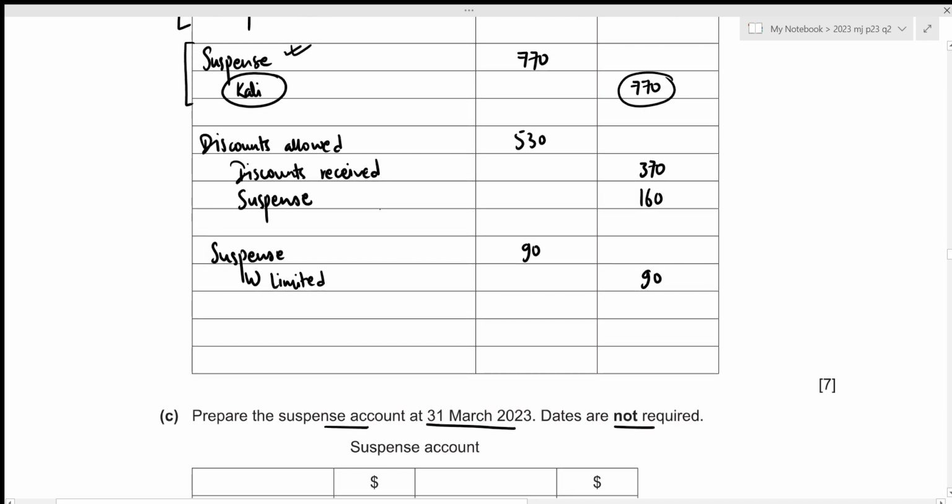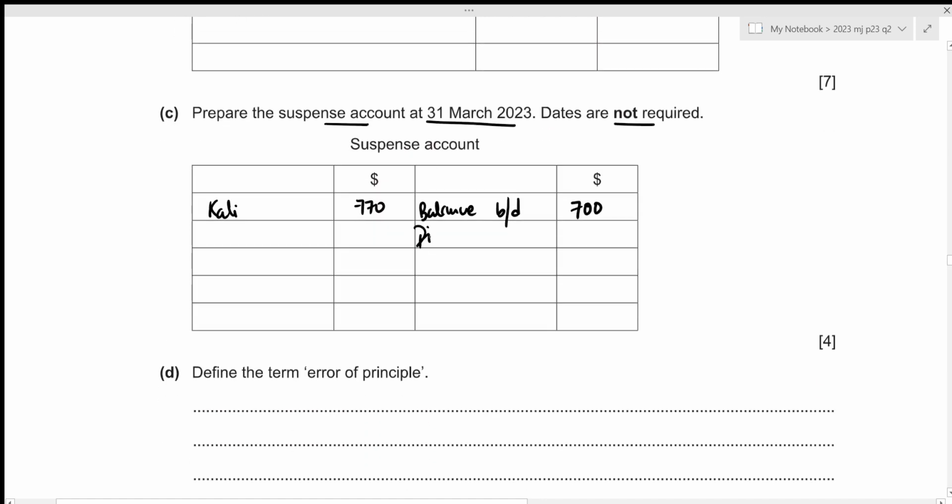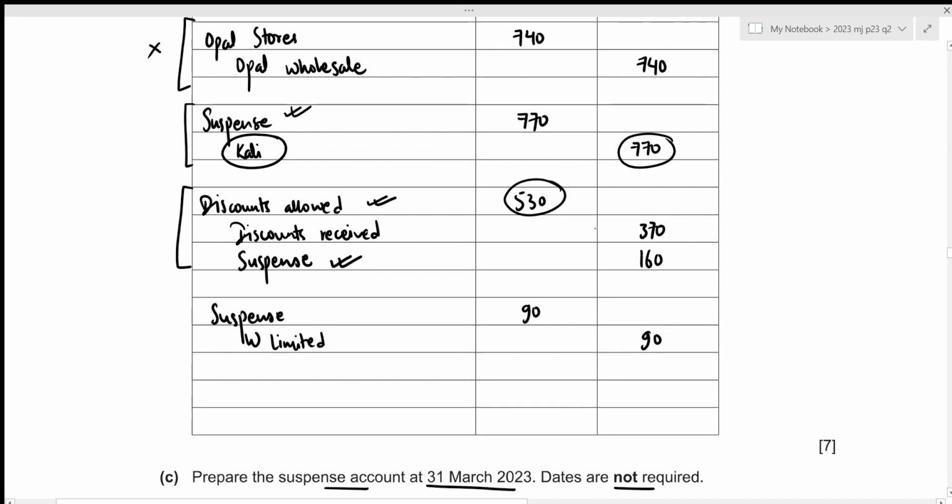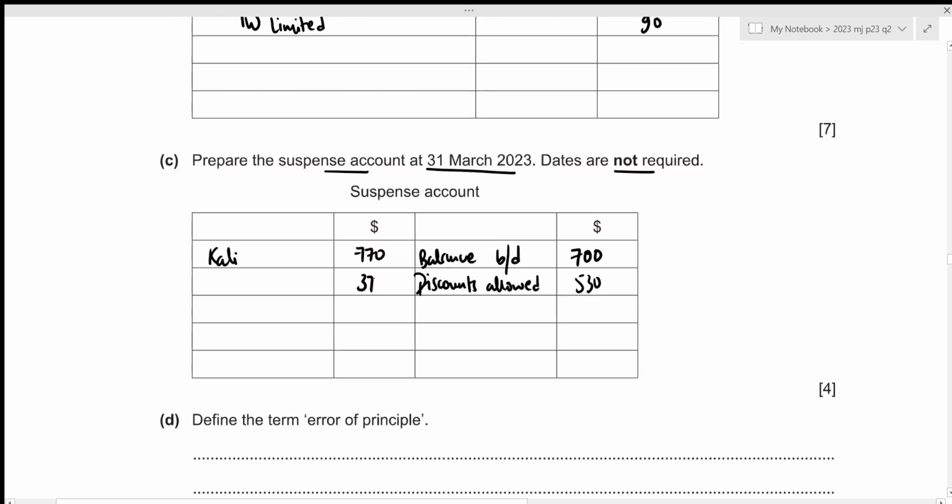Now we just repeat the same process. For this one, we have discounts allowed on the debit side, and the suspense account is on the credit side, which means that we need to record discounts allowed on the credit side with the amount of 530. So that will be discounts allowed of 530. But for discounts received, we will record it on the debit side with the amount 370. So that will be 370 discounts received.